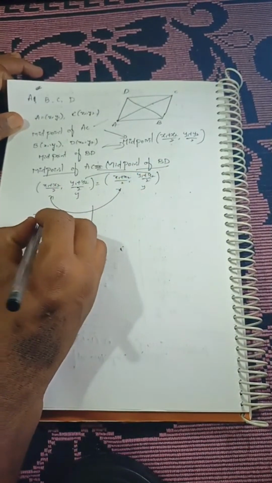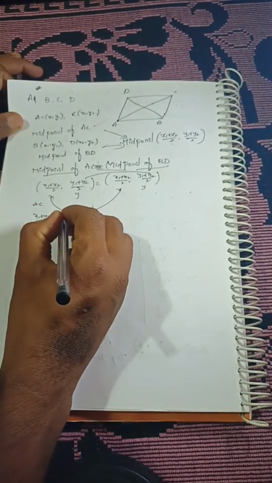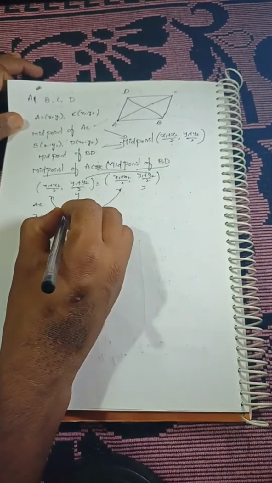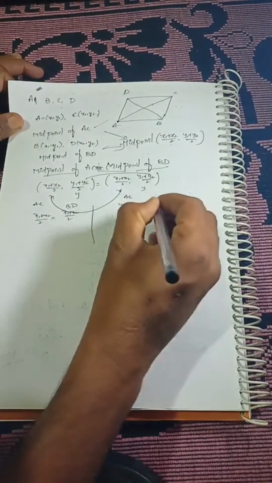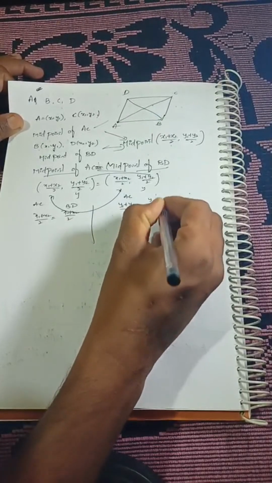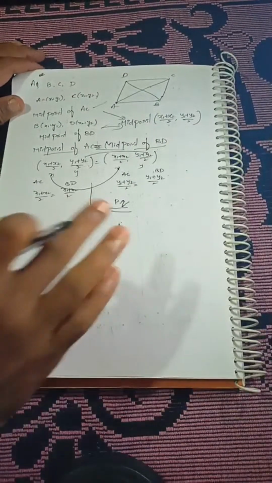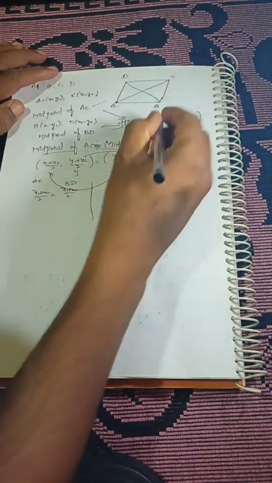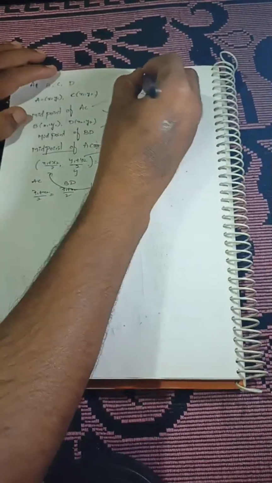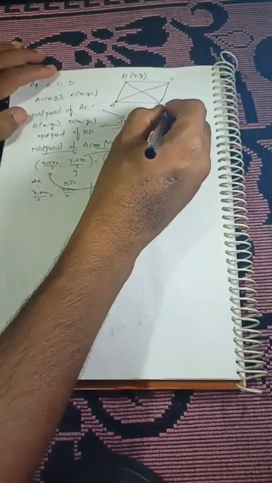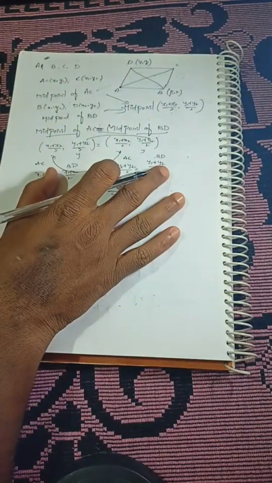For example, if you are getting the values x1 plus x2 by 2, this is the AC, equal to x1 plus x2 by 2, this is BD. According to y, y1 plus y2 by 2 of AC, y1 plus y2 by 2 of BD. So if we get the values equal, then we are going to find out P, Q values. Once you are getting P and Q, that P value you have to substitute in B point, Q value you have to substitute in D point.